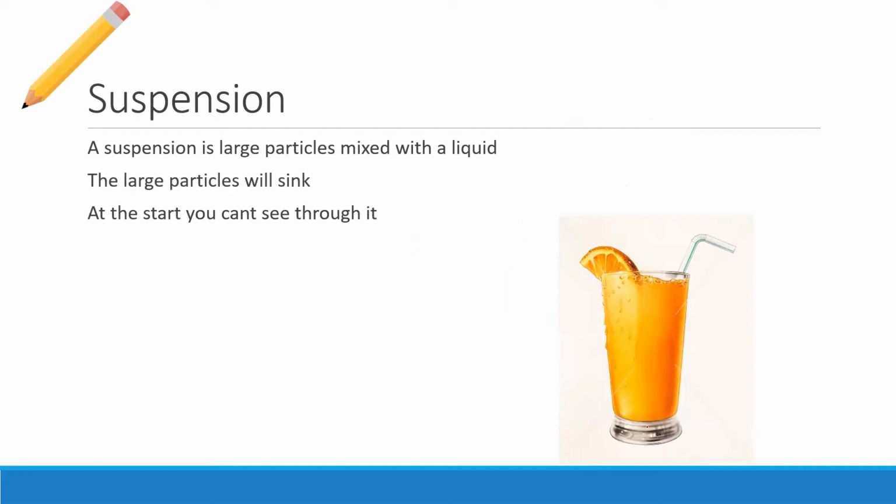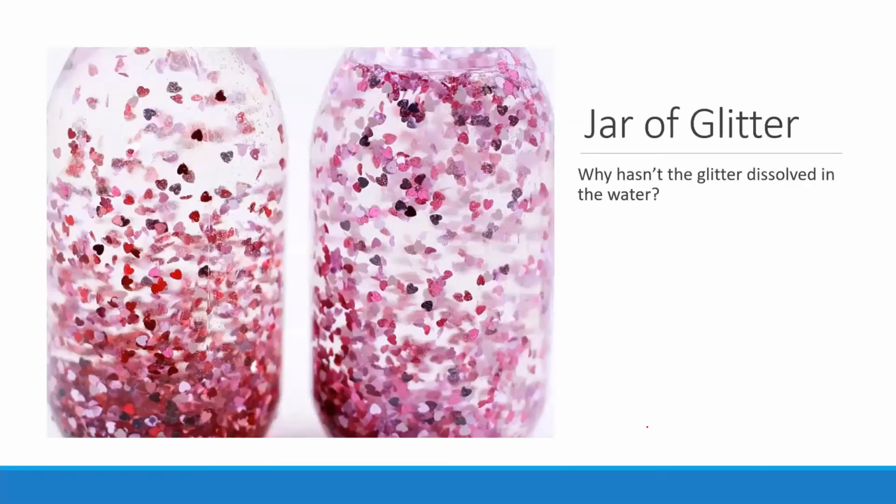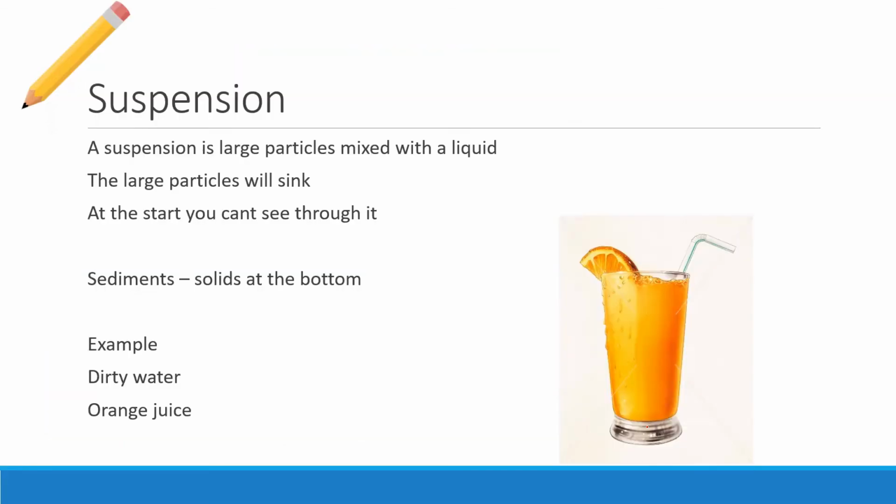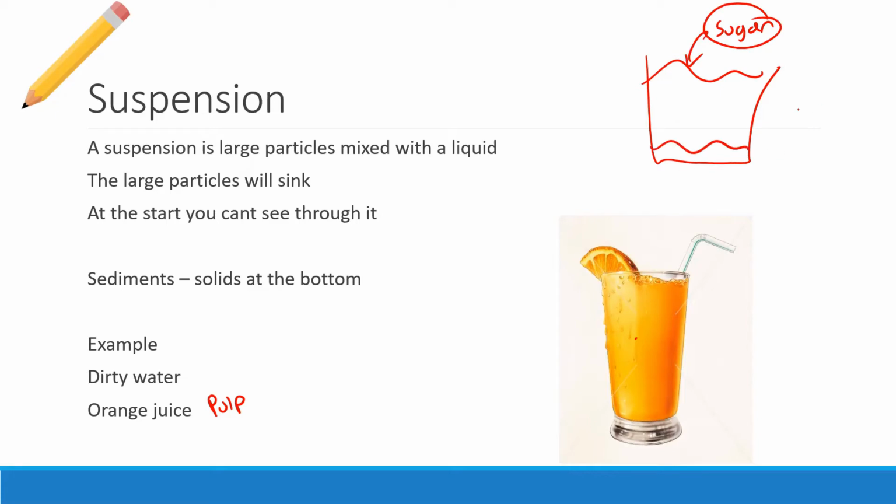So the large particles will sink at the end, and you can see through it. At the start, you can't see through it, but at the end, you can. So examples: dirty water, orange juice. We said boba tea as well. Anything like orange juice, where it's the pulp. The idea is that heavy stuff sinks to the bottom. If I have a glass of water and I add sugar, but I add so much sugar that it sinks to the bottom, I no longer have a solution, I have a suspension because I have things that have sunk to the bottom.